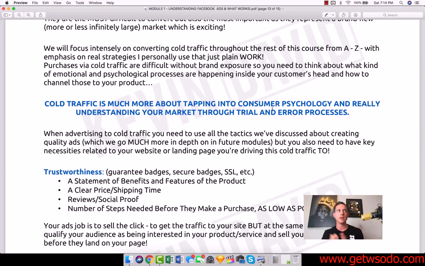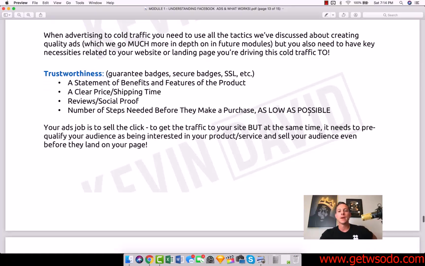I would never in a million years think that I'd be able to convert cold traffic if I tested one image, or I tested one audience, or I tested one interest or demographic or behavior. And we're going to go very, very deep into how to split test the right way. But cold traffic is all about trial and error, and it's about really understanding who your perfect customer is and getting into the mindset and getting into the shoes of that customer, right?